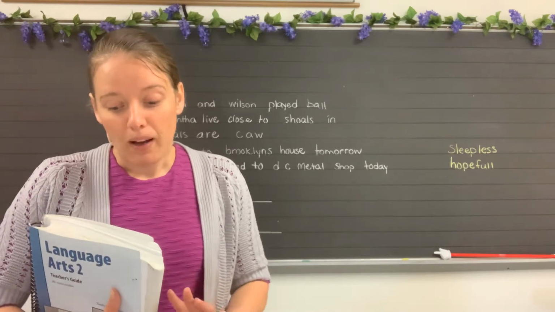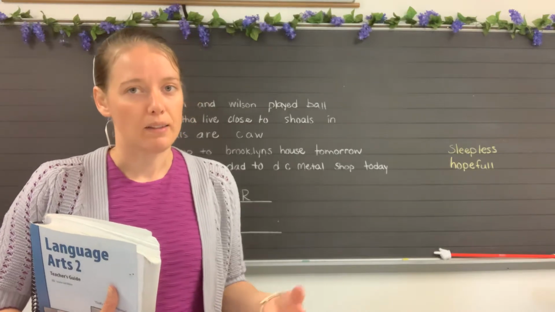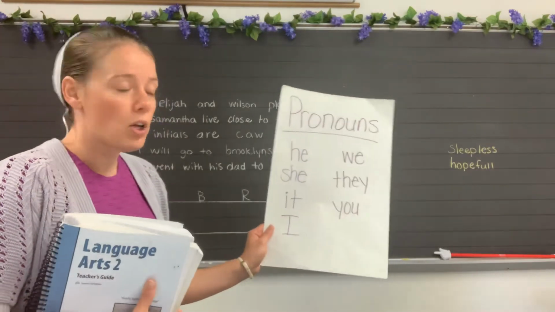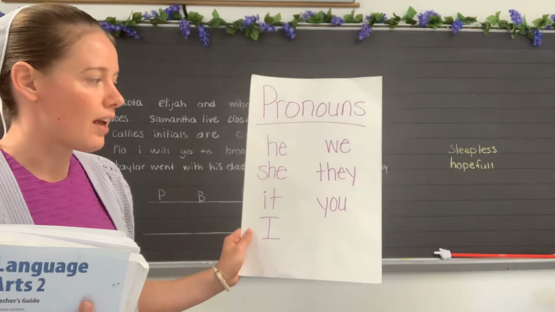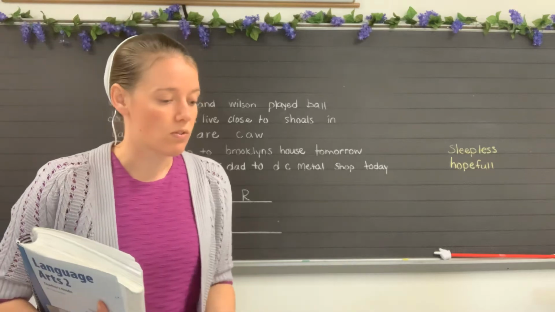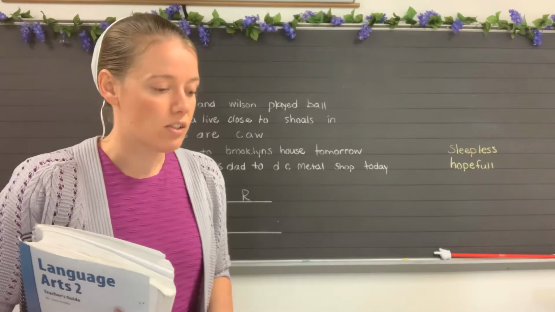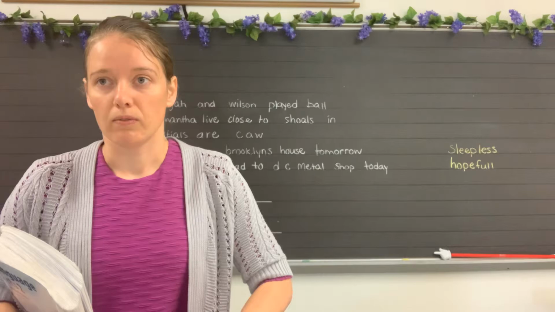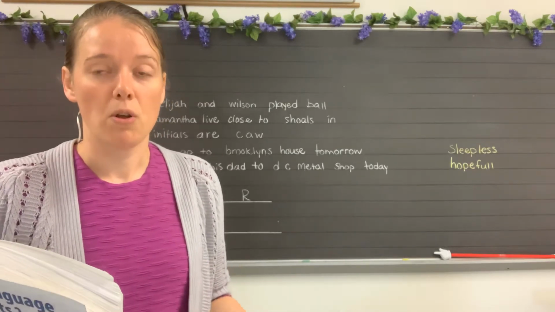Okay, so let's think about pronouns. Do you still remember what pronouns are? Pronouns take the place of nouns, right? Here's our chart that we have here. Pronouns are he, she, it, I, we, they, and you. That's the list of pronouns. Pronouns take the place of nouns, like he would take the place of Lincoln, and she would take the place of Aaliyah. They would take the place of, if you have several people, like Jadrian, Clayton, and Rachel.